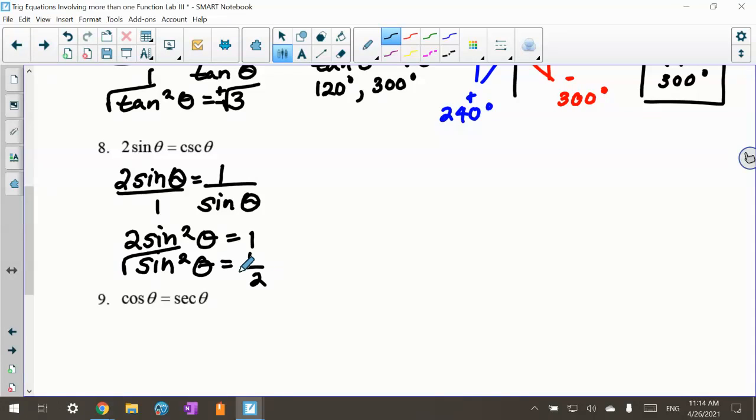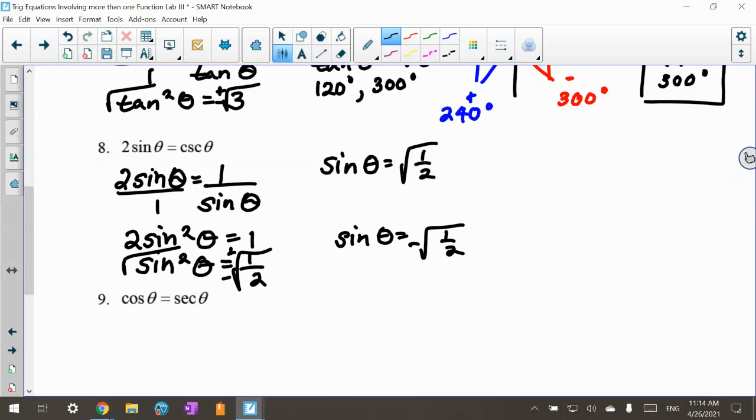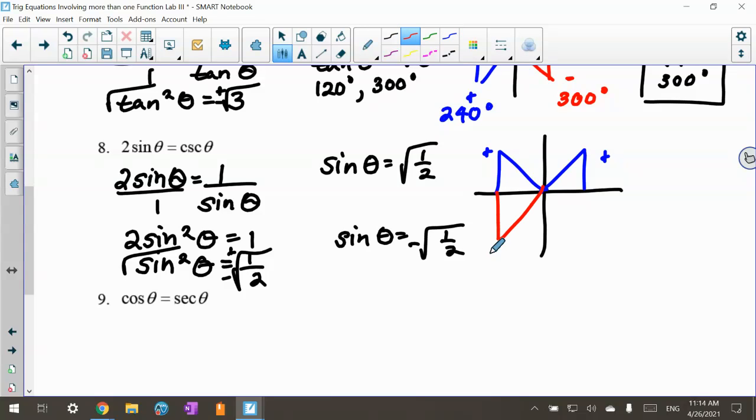And then I'm going to take the square root of both sides. Don't forget you have to do positive and negative. So I have sine theta is positive radical 1/2, and then sine theta is negative radical 1/2. Now again, this is kind of like the one we just did. Once I find one of them, I can go all the way around. So let's draw the picture. I know sine is positive in quadrants 1 and 2 because it's my y value, and it's negative in quadrants 3 and 4.